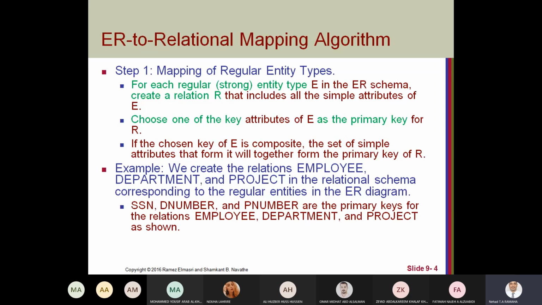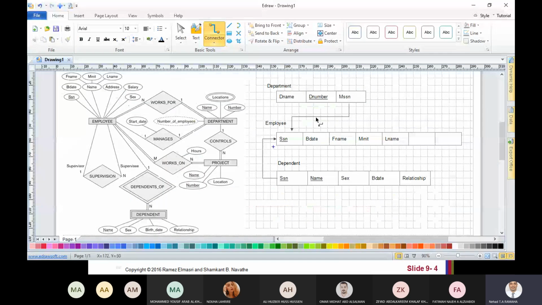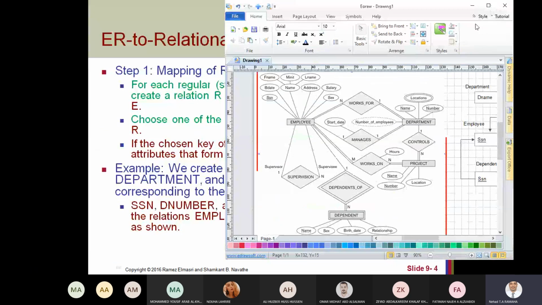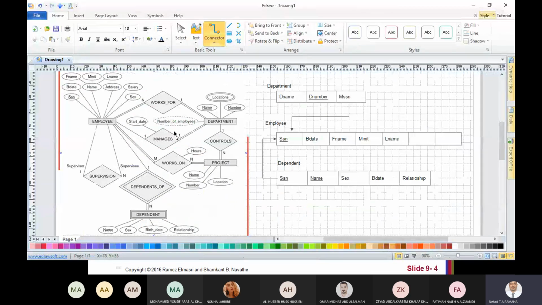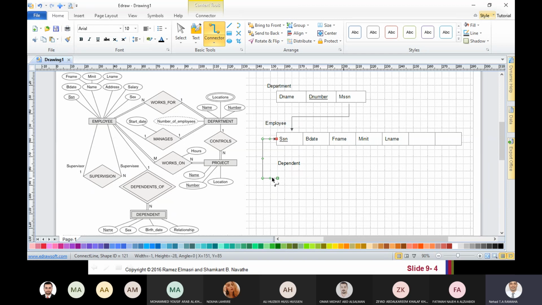Okay, first step, mapping of regular entity. By regular entity we mean any entity type except the weak entity type. So in this ER diagram, we have employee, department, project, 3 regular entity types and 1 weak entity type, which is dependent. We already have this from last week. We will start from the beginning. It's better.